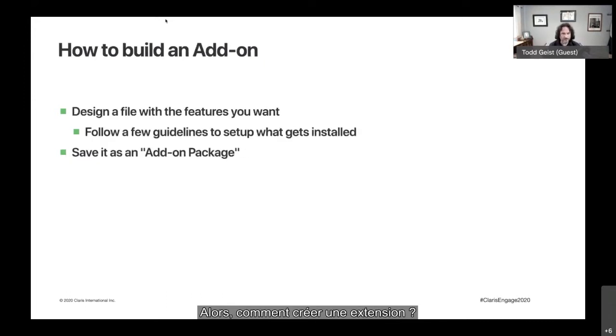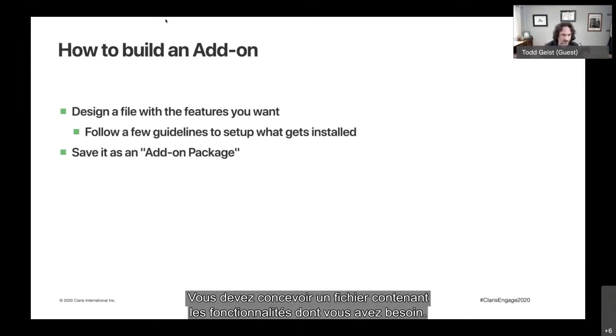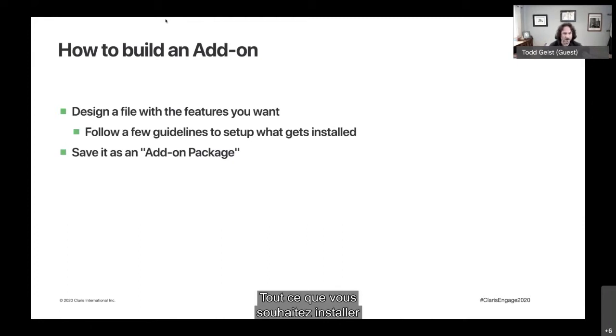All right, so how to build an add-on. From a high level, you're going to design a file with the features you want. The thing that you want to get installed is going to be built in the file, and pretty much everything within that file is going to get installed. So you don't want extra things in there. You only want the stuff that you want to get installed. And that's really it.